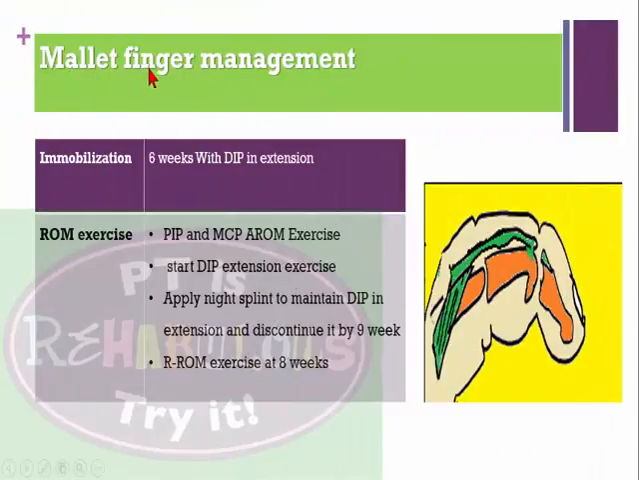Let's learn mallet finger management. For mallet finger management, we have to do immobilization with the DIP in extension for 6 weeks. Range of motion exercise: we can start proximal interphalangeal joint range of motion exercise, MCP active range of motion exercise, and then after that we can start distal interphalangeal joint exercise. We have to tell the patient to apply a splint to maintain DIP in extension, and that we can discontinue by the end of 9 weeks. We can start resisted range of motion exercise after 8 weeks or at the 8 week.